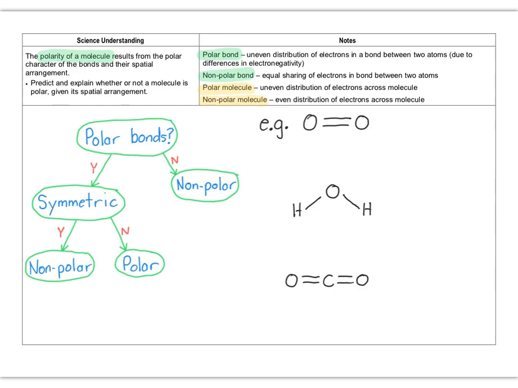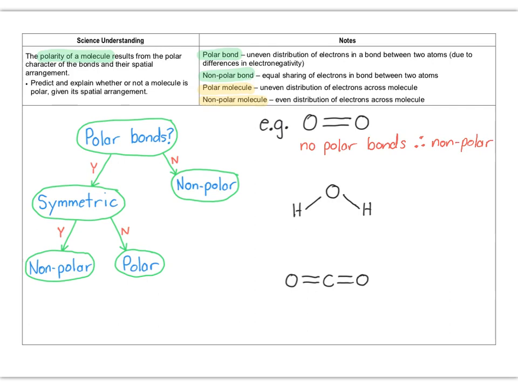So let's look at a couple of examples. Work them out. So let's start here with oxygen gas. Does it contain polar bonds? So follow along here. Does it contain polar bonds? No, therefore it's non-polar. So, no polar bonds, therefore non-polar. End of story. Easy.